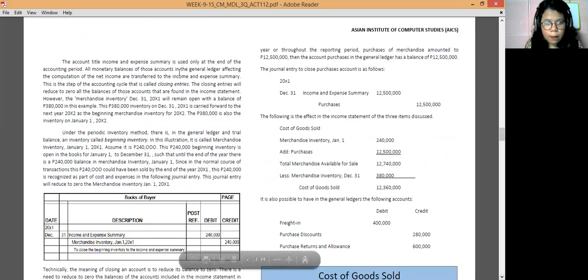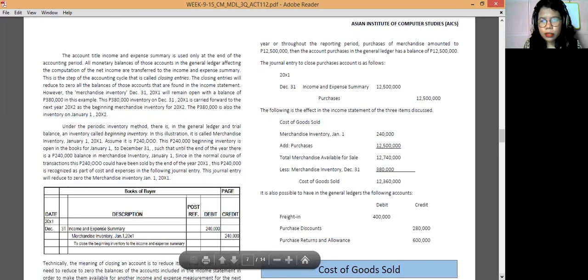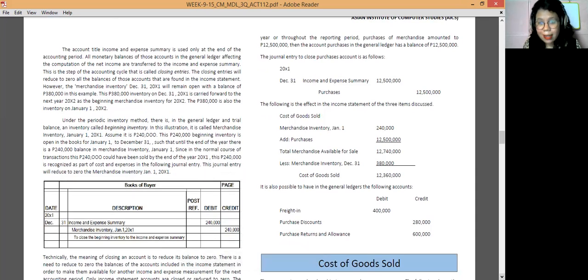So, proceed tayo. So, the account title, income and expense summary is used only at the end of the accounting period. So, all monetary balances of those accounts in the general ledger affecting the computation of the net income are transferred to the income and expense summary. So, this is the step of the accounting cycle that is called closing entries. Okay? So, ganun talaga. Para in order to prepare for the next accounting cycle, kailangan nating mag-close.